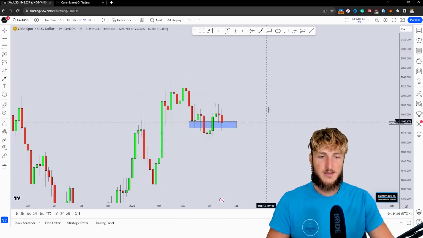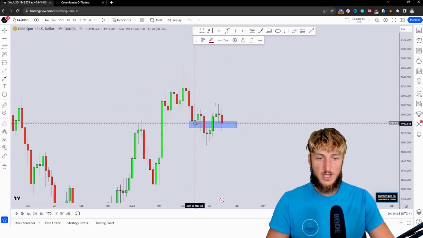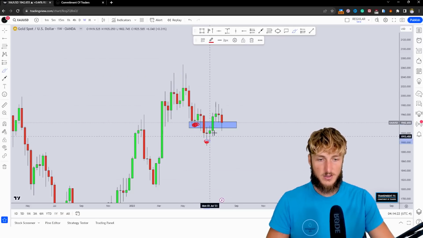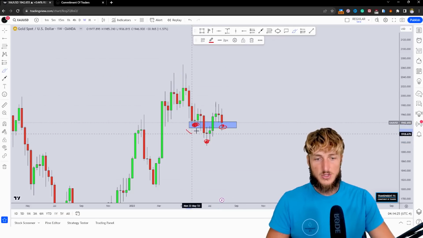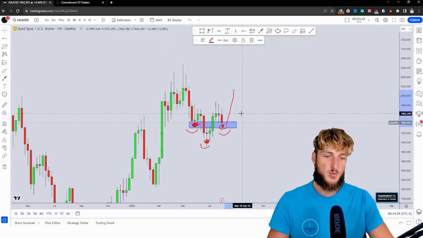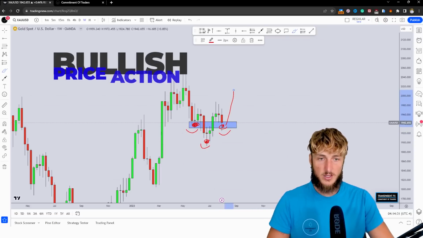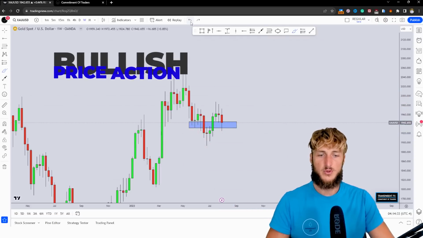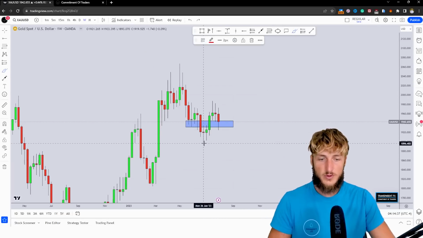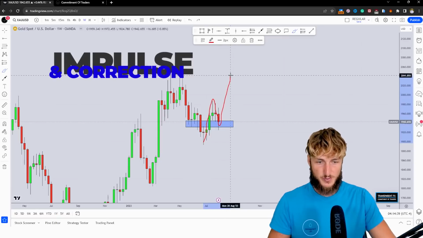We can also notice that from a pattern standpoint, we actually have an inverted head and shoulders with the left shoulder here, the head here, and the right shoulder here. So in the creation of an inverted head and shoulders, you would expect the right shoulder to be printed and the market to create a move higher. Now, from a pattern standpoint, an inverted head and shoulders is also, with the last move, an impulse correction, an impulse pattern to the upside.